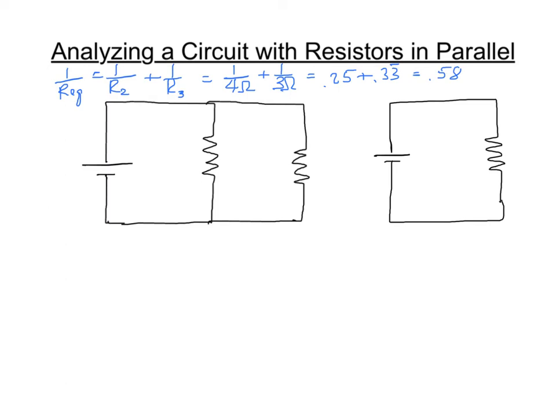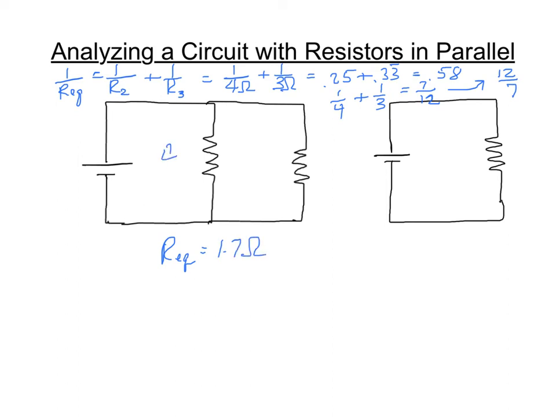So the most common mistake that people make in finding equivalent resistance for parallel circuits is forgetting to do that last step of finding the inverse of the 1 over 0.58. It might have been easier if I kept this with fractions and combined those two, because that would be 3/12 plus 4/12 equals 7/12. So the inverse of that, the equivalent resistance, is 12/7. In decimal form, the equivalent resistance for that circuit is about 1.7 ohms.